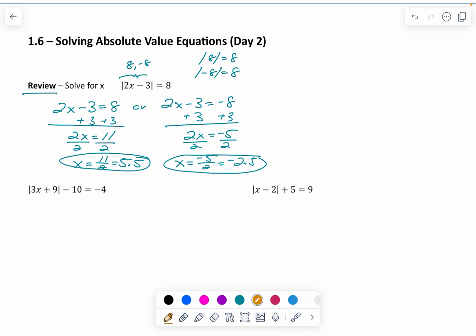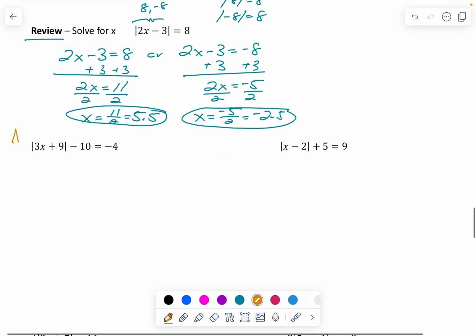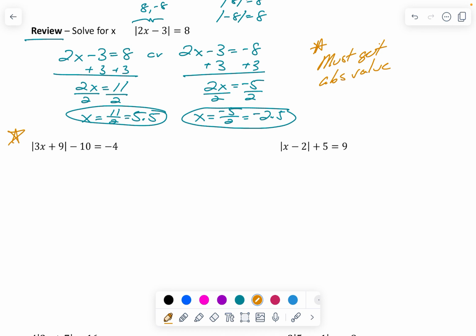Now, the problems today are slightly more complicated. And what you might notice is we've got the absolute value, but we've got the absolute value with other things on one side. And here is the most important thing you're going to learn today. And that is, I'm going to put it right here. You must get absolute value by itself on one side first.